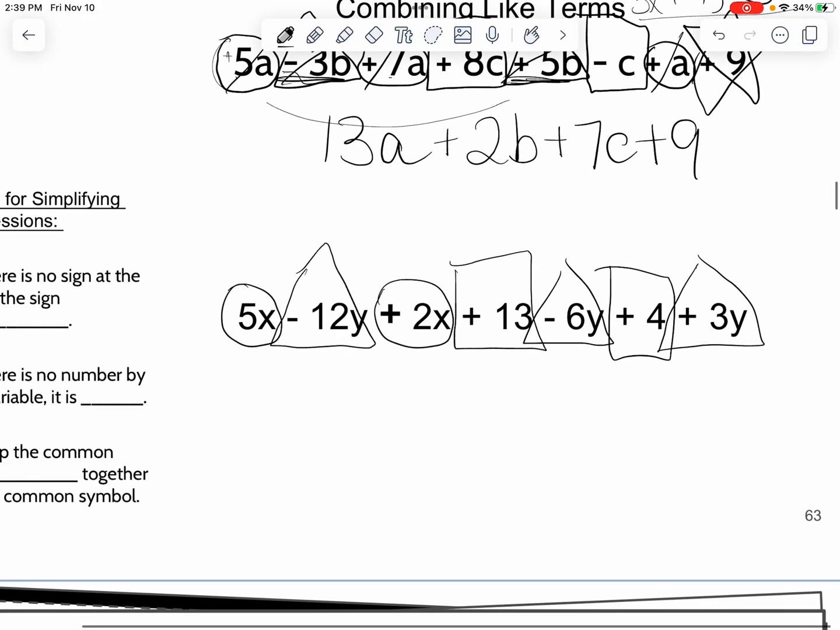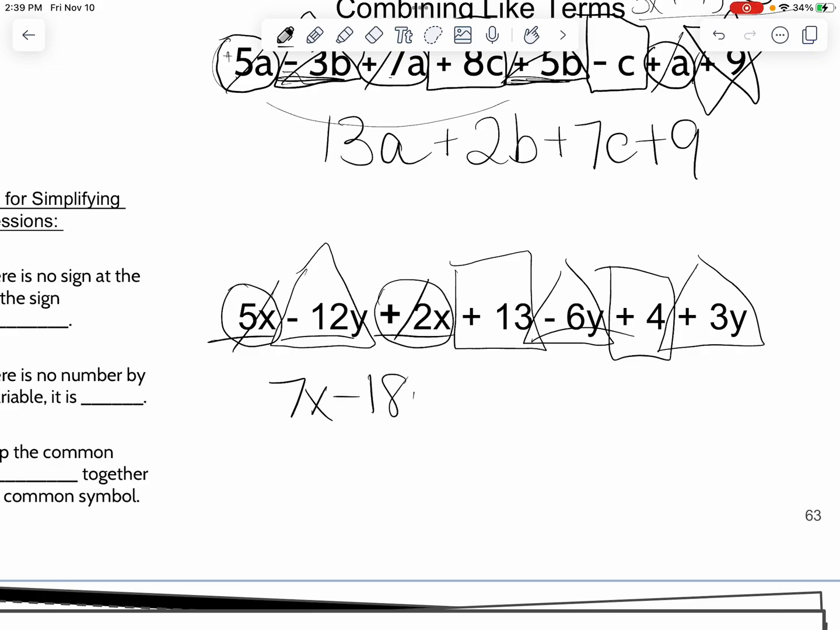Okay, so here we go. Let's combine the terms that are alike. So 5X plus 2X gives me 7X. That means I just took 5 X's and put them with 2 X's, so I have 7 X's total. Now I'm going to take minus 12Y and combine them with minus 6Y. So then I'm going to have minus 18Y.